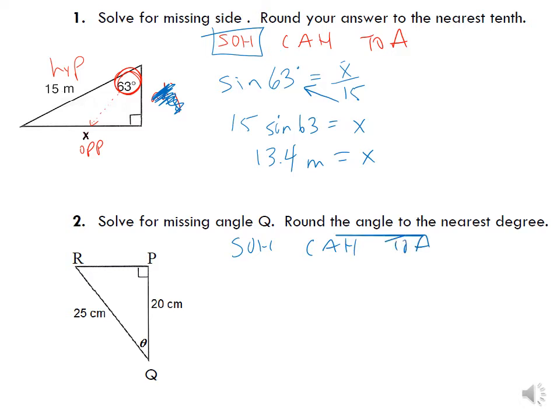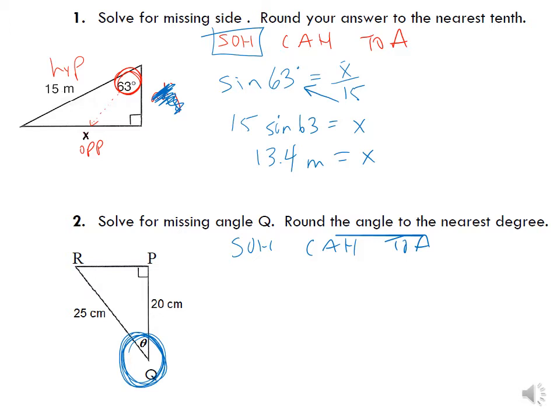Circle your reference angle, which can never be 90. And in this case, your reference angle, it can't be 90. The only other angle that you could possibly circle is the one you're looking for. So that's angle Q. Label your sides with respect to Q.